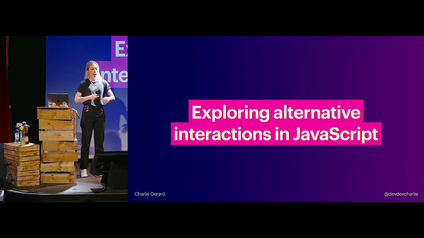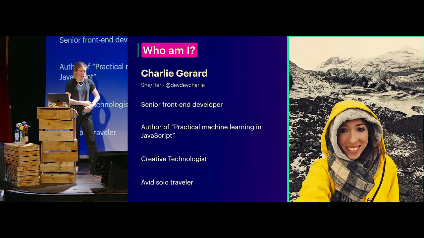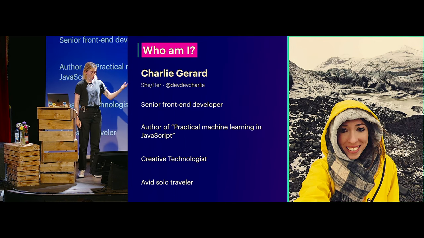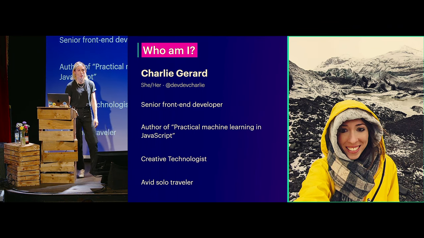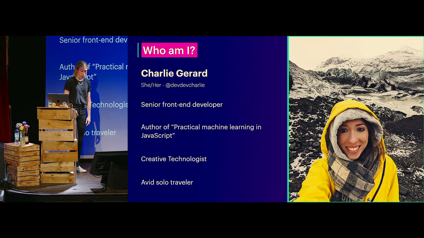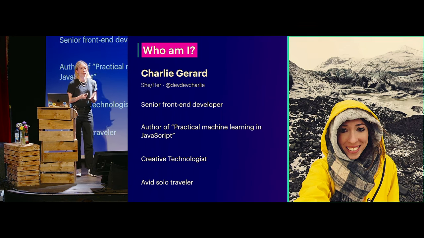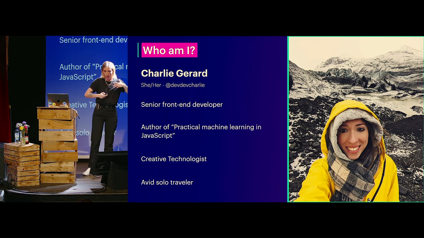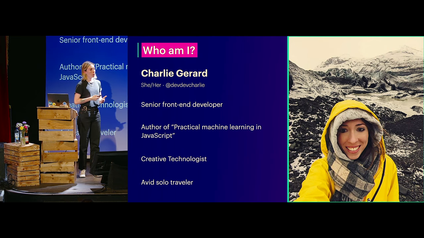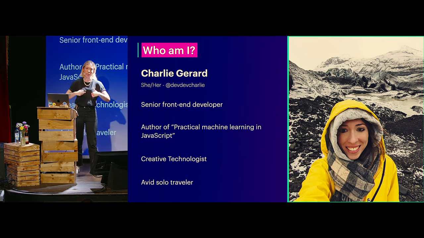Before I show you a lot of examples, here's a little bit about me. I'm a senior front-end developer. I'm also on the side an author. I wrote a book about machine learning in JavaScript, and I'll show you a little bit of that in this talk. Overall, I like to call myself a creative technologist, just because I like to push the boundaries of what can be done on the web and with JavaScript or other technologies. But as a front-end developer, working with JavaScript is a little bit easier for me.